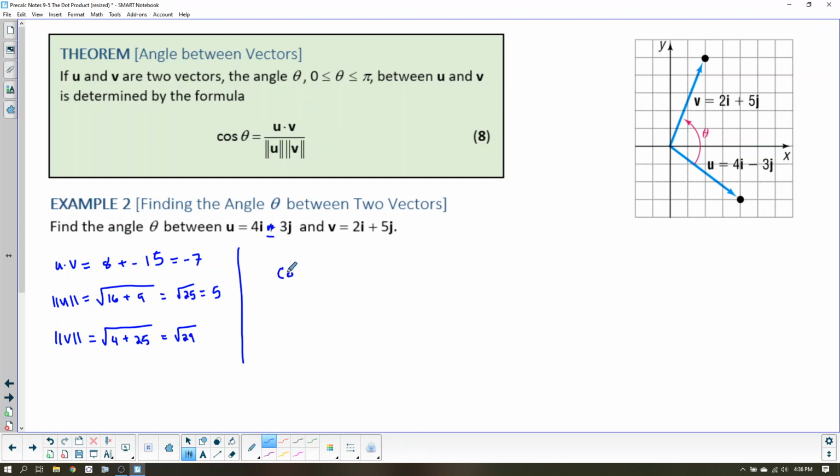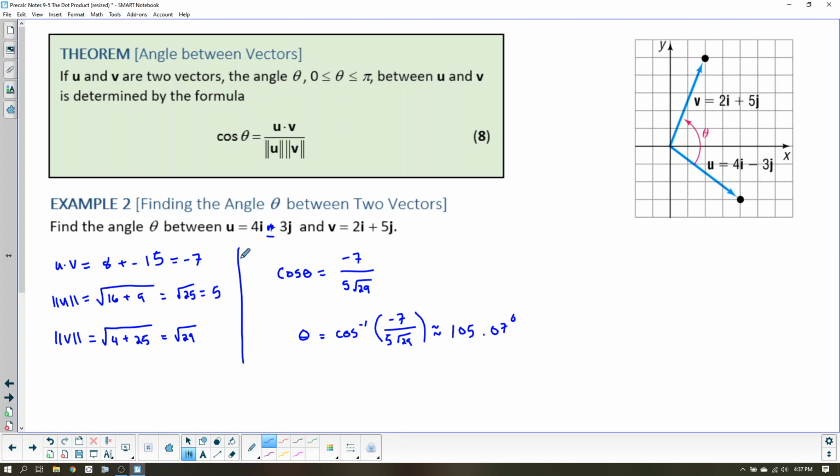Okay, so we're going to do cosine theta is equal to the dot product, negative 7, divided by the product of the two magnitudes, 5 times the square root of 29. Okay, then to get theta, all we need to do is take cosine inverse of both sides. So theta will equal cosine inverse of negative 7 over 5 square root of 29. The problem did not say whether to give the angle in terms of radians or degrees, so let's just do degrees. If your calculator is in degree mode, this should come out approximately to 105.07 degrees. You can see roughly that looks about right. It looks like an obtuse angle in the figure up above. So that's how the dot product can be used to find the angle between two vectors.